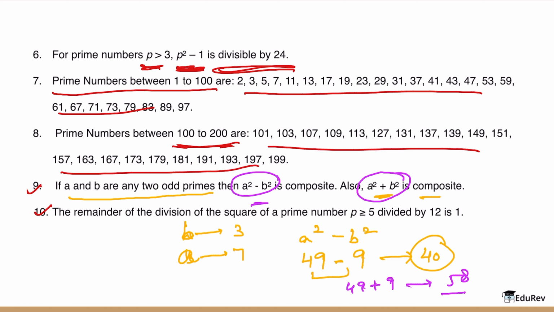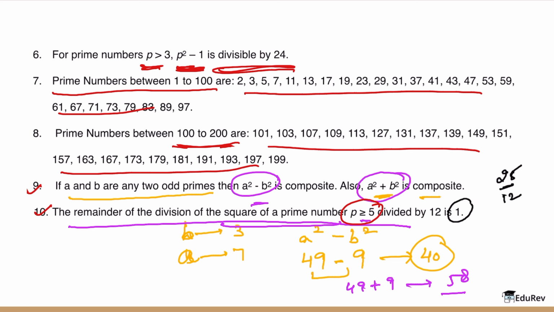Next is the remainder of the division of the square of a prime number, which is greater than or equal to 5, divided by 12 is 1. What it wants to say is that suppose I take any prime number which is greater than or equal to 5 and I square it. Suppose I take 5 and I square it. So what will be my answer? 25. Now if I divide 25 by 12, will my remainder be 1? Of course, because 12 times 2 is 24, so 2 will be the quotient and 1 is going to be the remainder. So this is also true.